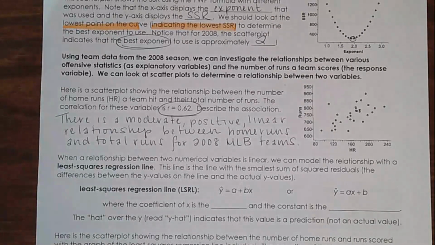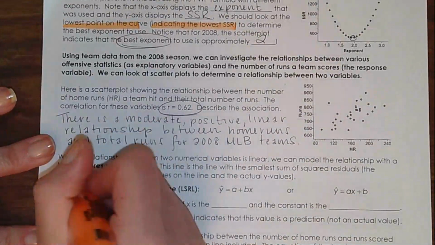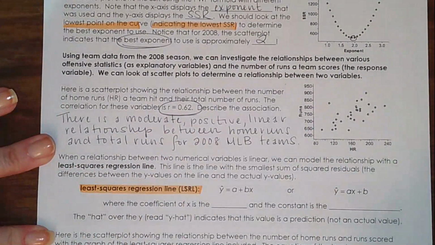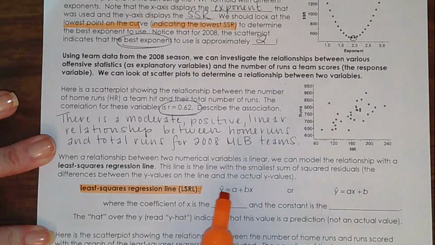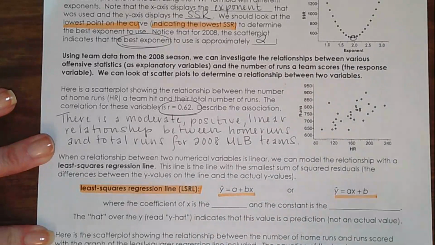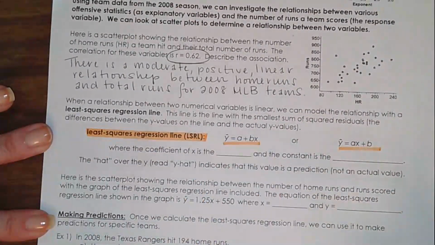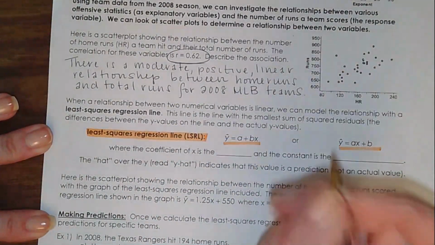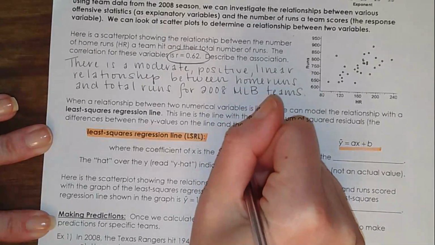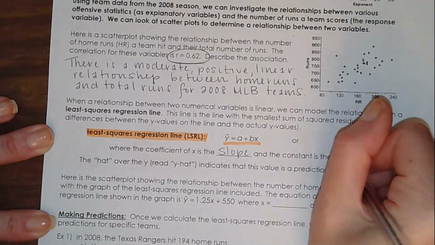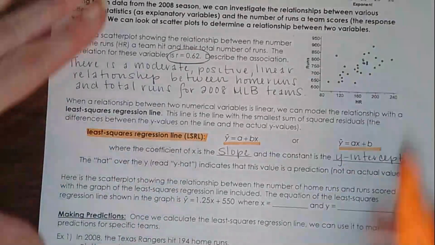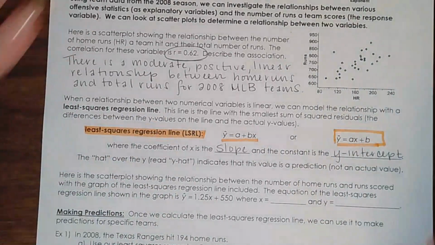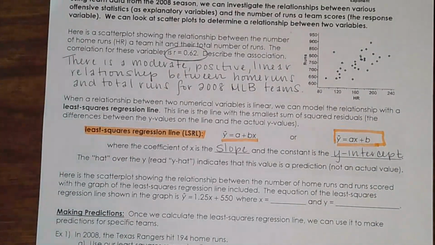So here it is, least squares regression line. We can abbreviate it LSRL. And it can be in either of these two forms. Now, think back from algebra, the coefficient attached to the x. There's two parts of the line, right? The coefficient of x is your slope, and your constant is the y-intercept. Since this is the one you're more familiar with from algebra, I'm going to focus more on that one. But it doesn't matter, it's the same thing.